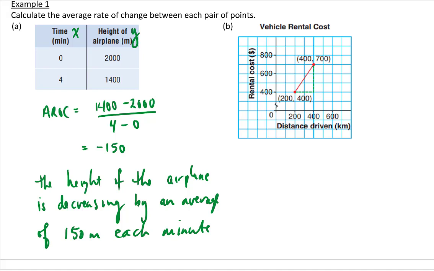Part B. If we want to find the average rate of change, we're going to take the delta y's, so in this case 700 minus 400, and divide them by the change in x's, so 400 minus 200. Using our calculator, we get 1.50, which tells us the cost increases by an average of $1.50 for each kilometer driven.